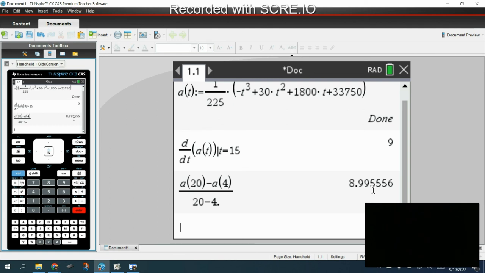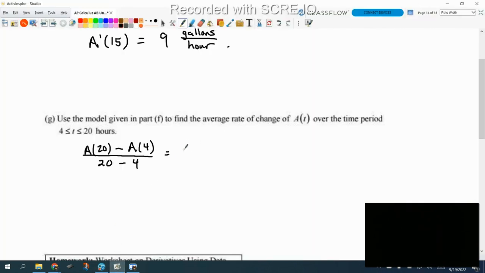Truncating is when you just cut all the decimals off after the one you want. So we want 3 decimal places. You cut everything else off. That's where the 995 comes from. Or rounding, which is going to take that 4th decimal place, and if it's a 5 or higher, it's going to round up to a 6. I prefer rounding because that's how I've always done it. 8.996. Make sure to include your units, gallons per hour. All right, or 8.995 would be okay as well with your units attached.